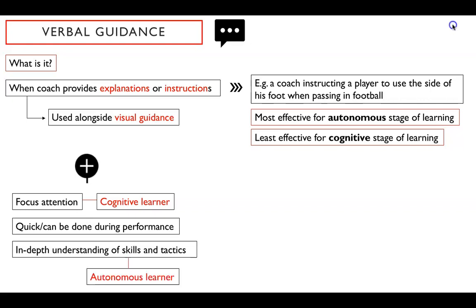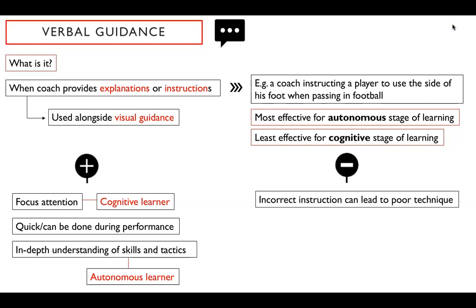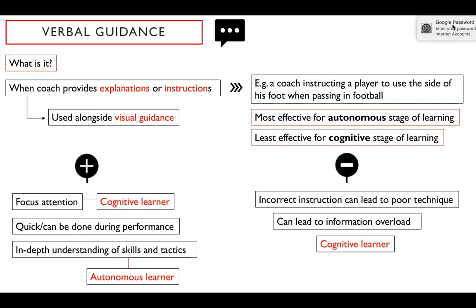Negatives are, if the instruction is incorrect, this can lead to poor technique, which is self-explanatory, and it can lead to information overload. Now these negatives really do have an effect on a cognitive learner. So if the instruction is incorrect, it can lead to poor technique, and it can lead to information overload. If I'm giving you loads of information or loads of instructions at one time, this could have a negative effect.